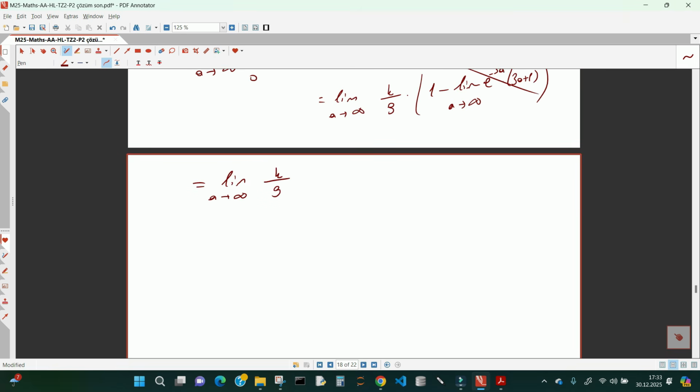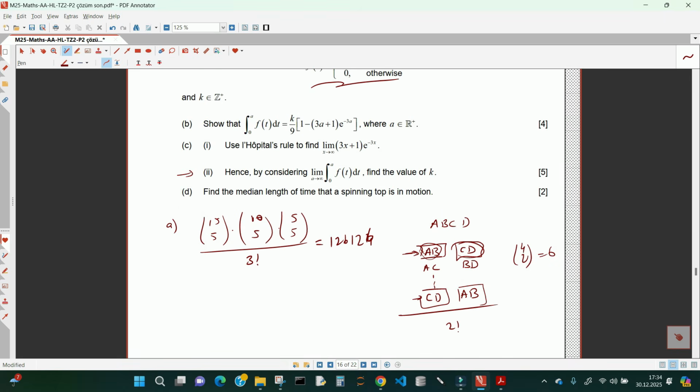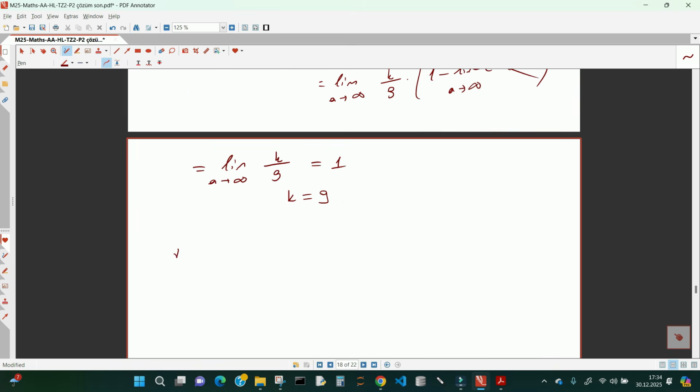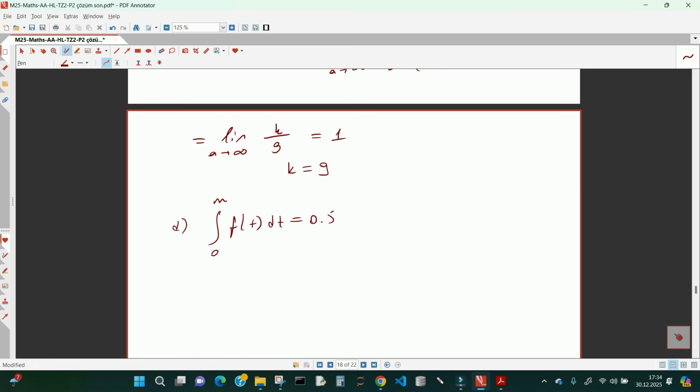In this case, this limit will equal 1 and k equals 9 from here. The last question is find the median length of time that the spinning top is in motion. So we're gonna find again the integral, but we don't know the upper limit. Let's call it m, and the function f of t dt. The median means it will equal to half, or 0.5. And how we're gonna find this?